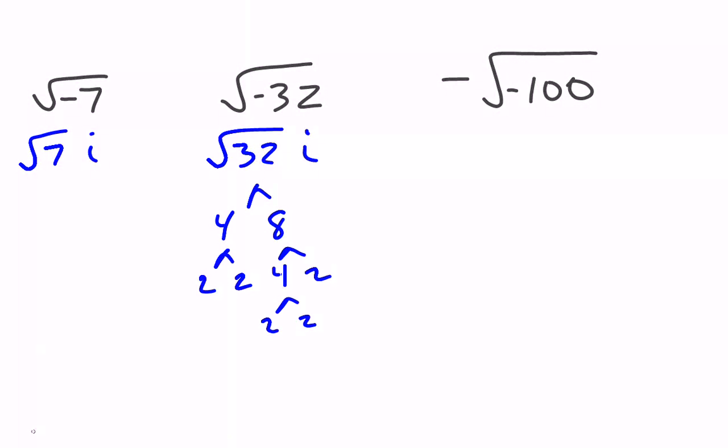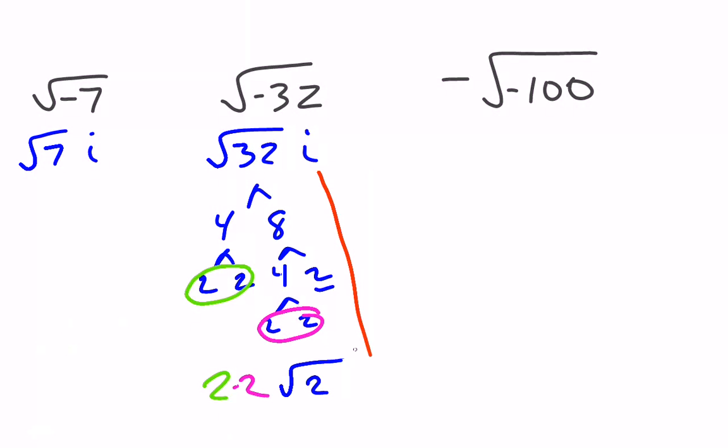So what I want to do is take out any pairs of factors. Well, I have one pair of 2's. I have another pair of 2's. And left underneath my radical, I have 1, 2 left over. And we can't forget to bring down your i. So my final answer would be 4 square root of 2i.